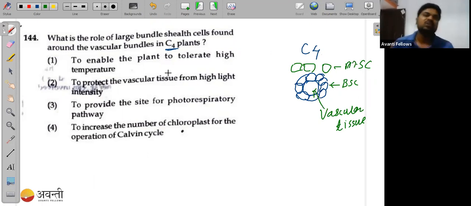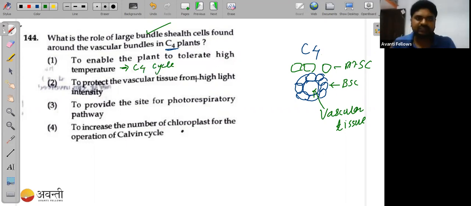Okay, clear. So next, अब यहाँ पर हमें क्या करना है? What is the role of large bundle sheath cell? Large bundle sheath cell का रोल क्या है in the C4 plant? Okay, so first option is to enable the plant to tolerate high temperature. Okay, yes, it is a role, but it is the role of the whole C4 cycle collectively. ठीक है, ये रोल हम कह सकते हैं, बट ये रोल है C4 साइकिल का कंप्लीटली, to tolerate the high temperature.